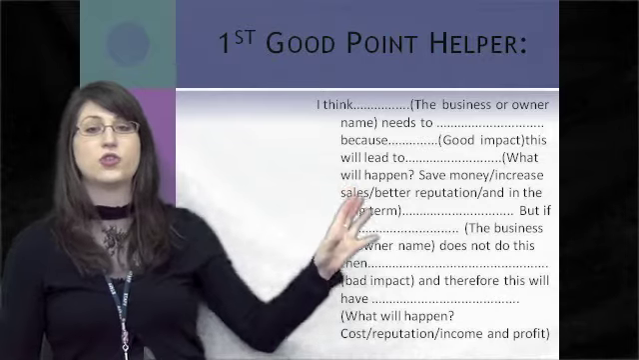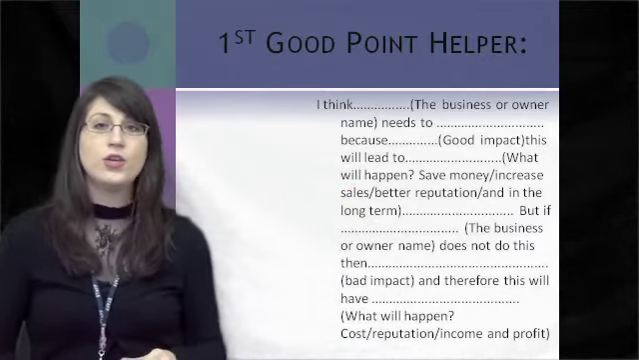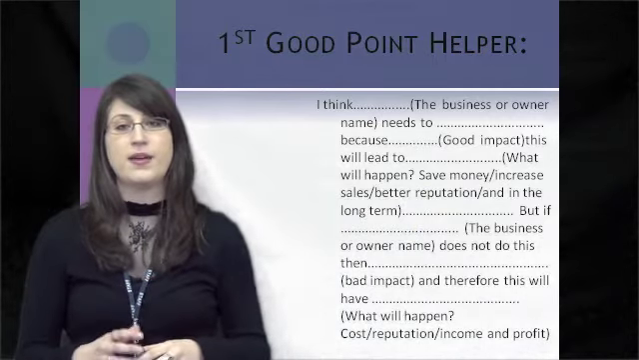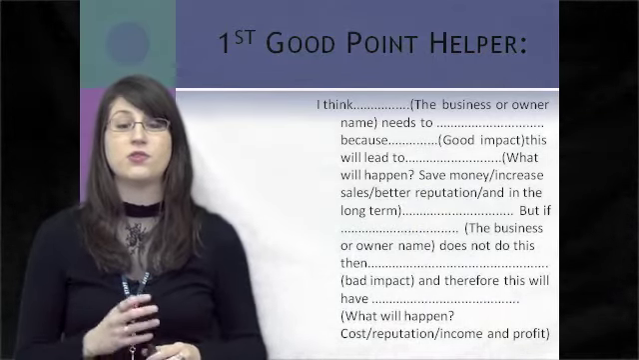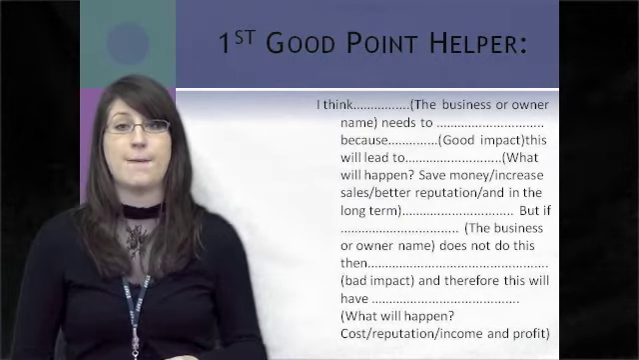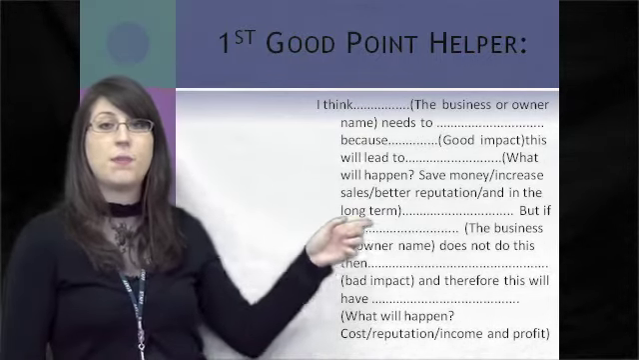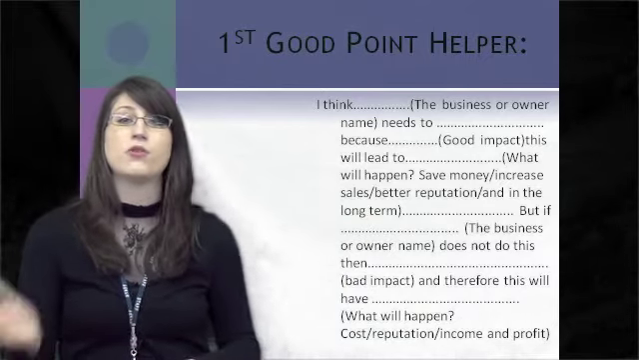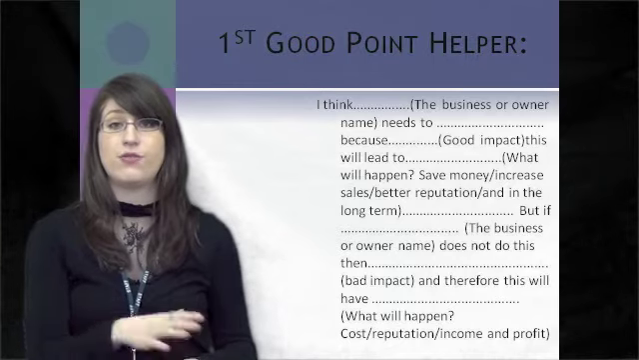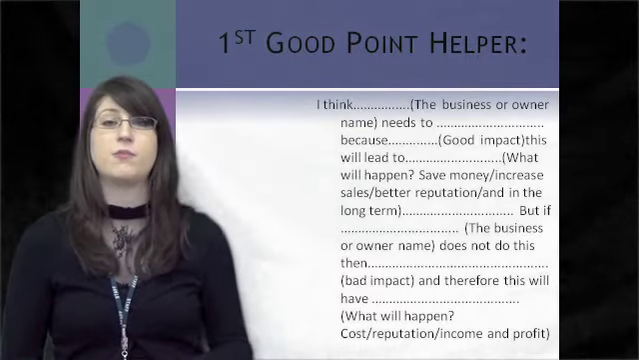So this is how you can structure your first good point. All you have to do is fill in the gaps. Now if you notice, after each gap, in brackets, there's a little hint or a tip or a question to help you to decide what needs to go into the gap. You also notice it says but if. That's where you put your alternative view across. You can use however if you want to, though, in place of but if.